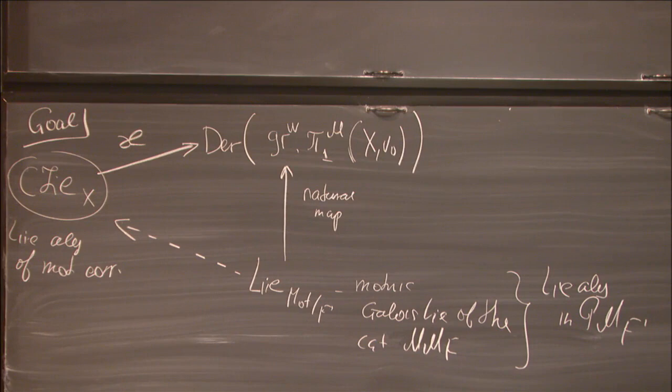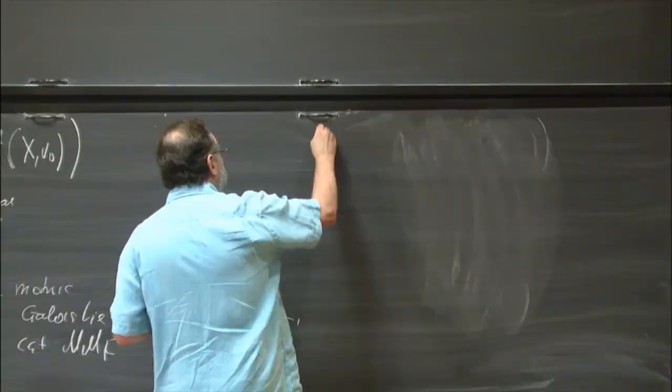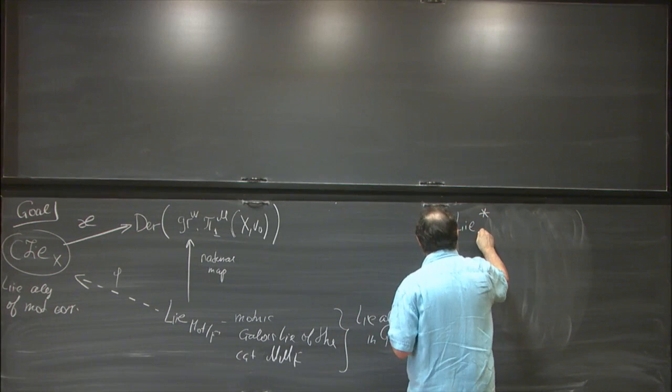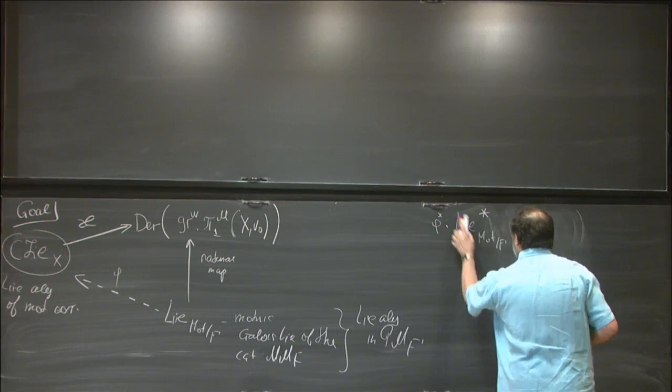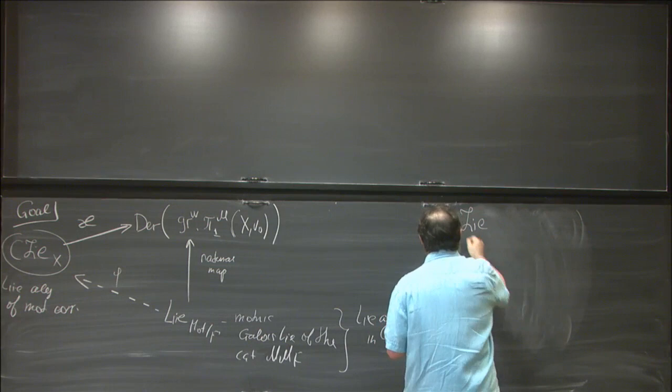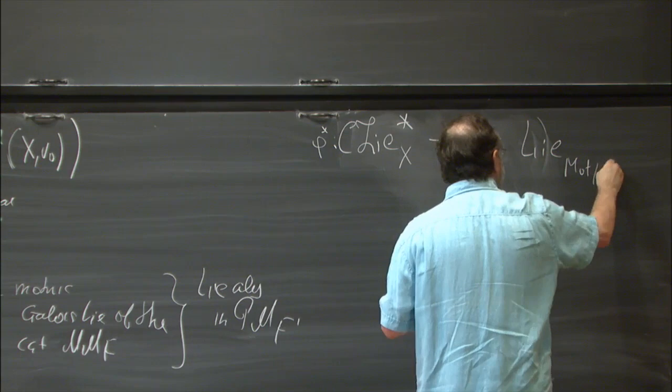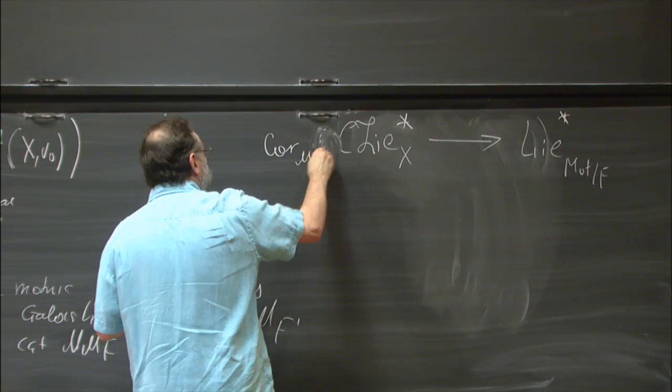So let me answer this just directly. You can dualize this map. So there is some map here, phi. You can dualize this and consider the map from the dual space to this Lie algebra. Sorry, it goes the other way. So you consider this related to X dual, and it goes then to the dual of this Motivic Lie algebra. This is what I call the Motivic correlator map. It's just a linear map.